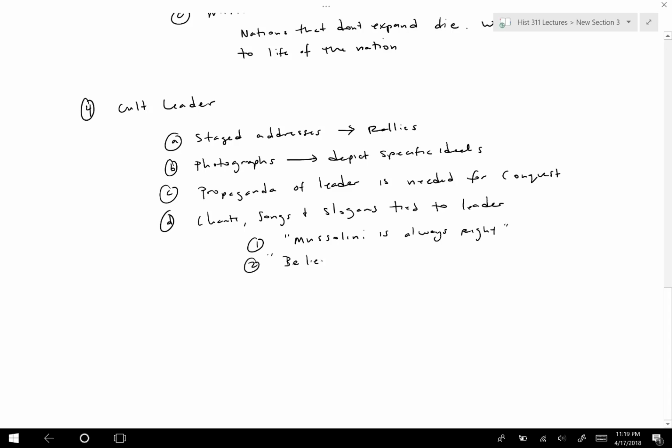Believe, obey, fight. A minute on the battlefield is worth a lifetime of peace.